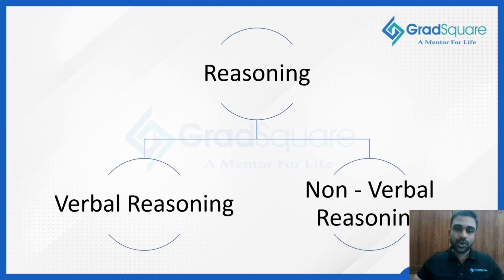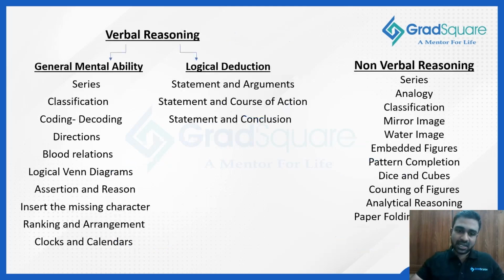First, I'm going to start with a classification of questions. One will be verbal reasoning based and the other will be non-verbal reasoning based. Further, verbal reasoning is classified into two types: one is general mental ability based questions, and the other is logical deduction based questions. So a total of three parts are to be covered in reasoning. A question can come from these three parts, and a total of 25 chapters have to be covered in these three parts.